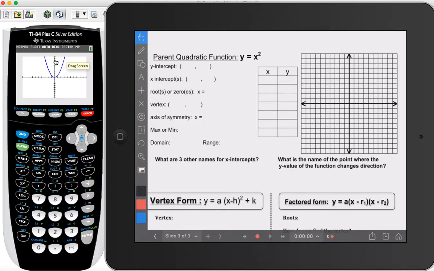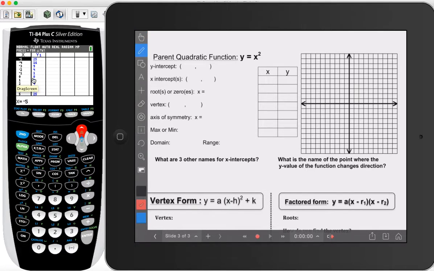The most important point in a quadratic function is the vertex. So let's go to the table and figure out where the vertex is. The vertex is the point where everything else around it is symmetrical. In this case, if you look closer at the table, 0, 0, we have 1 above, 1 below, 4 above, 4 below, 9 above, 9 below, 16 above, 16 below, and so on. So my vertex is 0, 0.